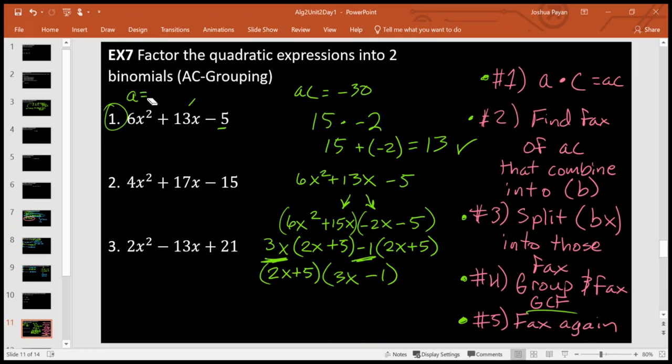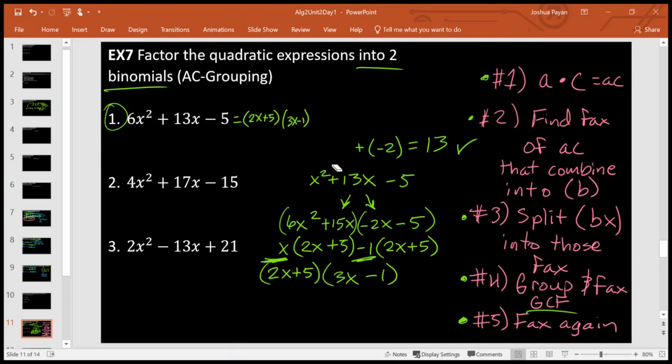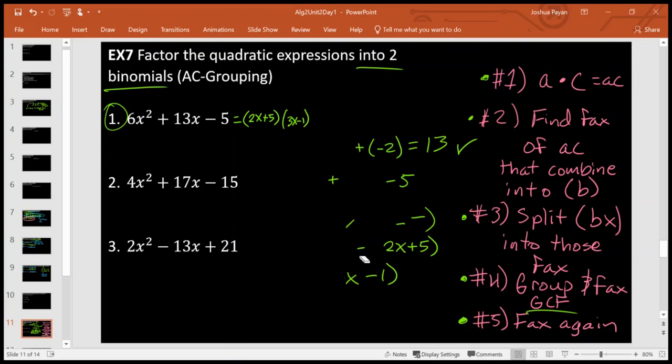So this quadratic polynomial here, if we were to factor it into two binomials like it's asking us to, they would be 2x plus 5 multiplied by 3x minus 1. And that's it. That would be our answer. So let's go ahead and try another couple examples.